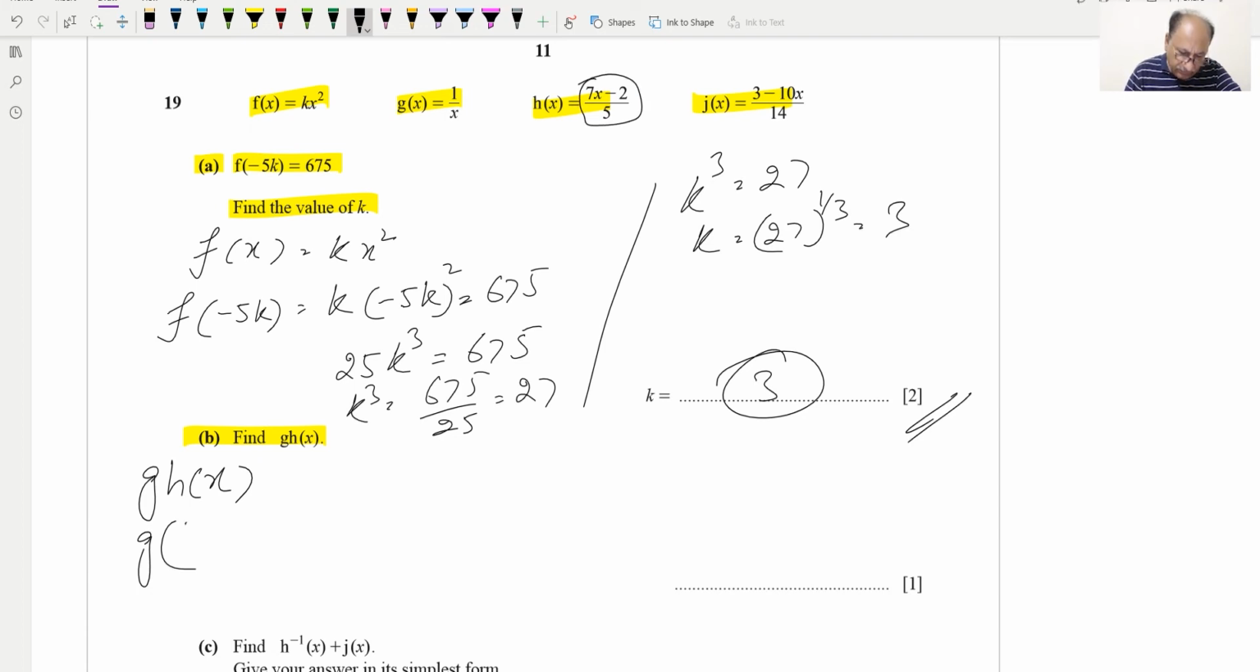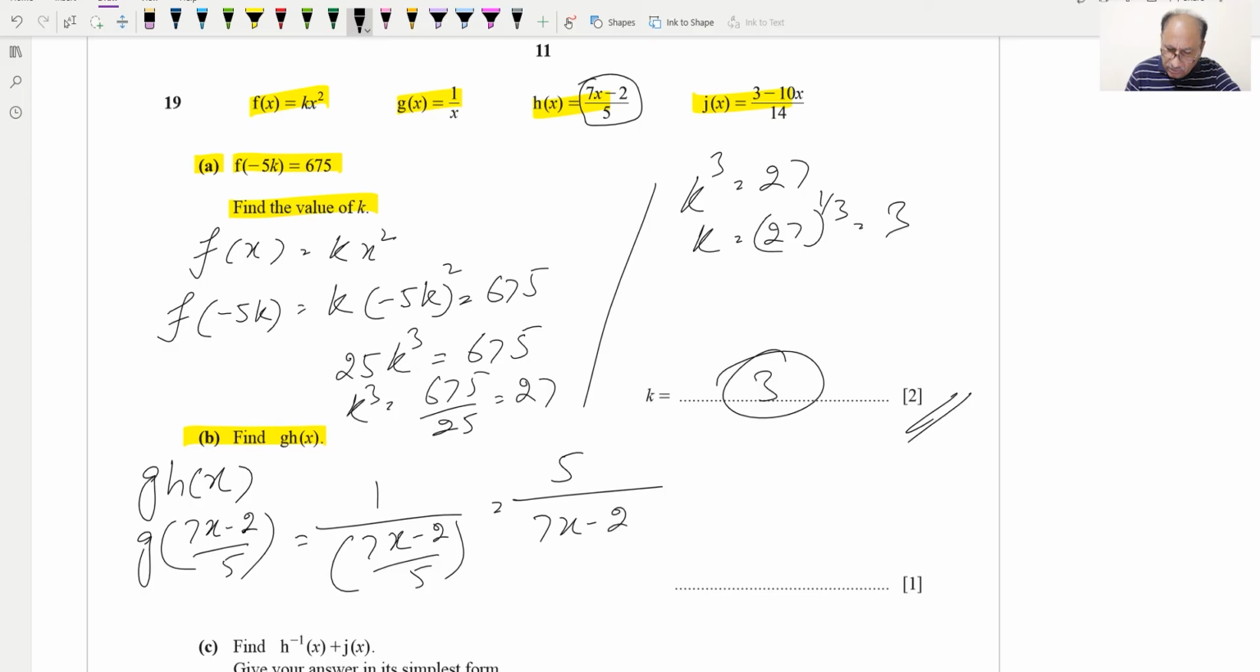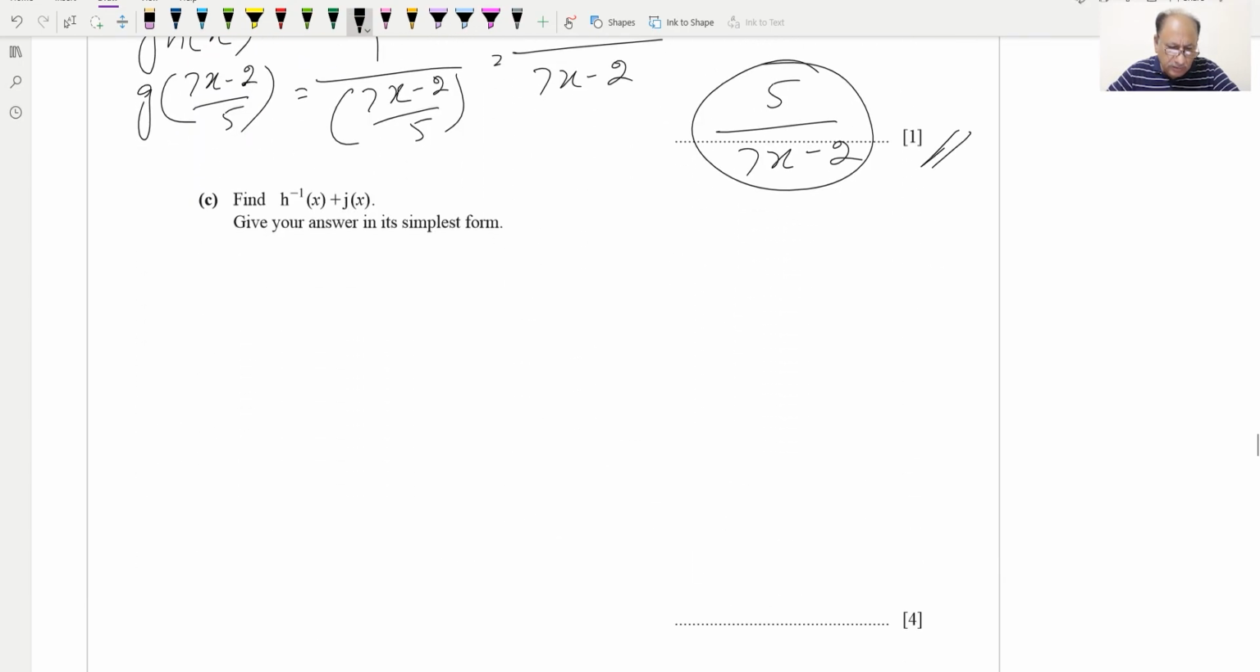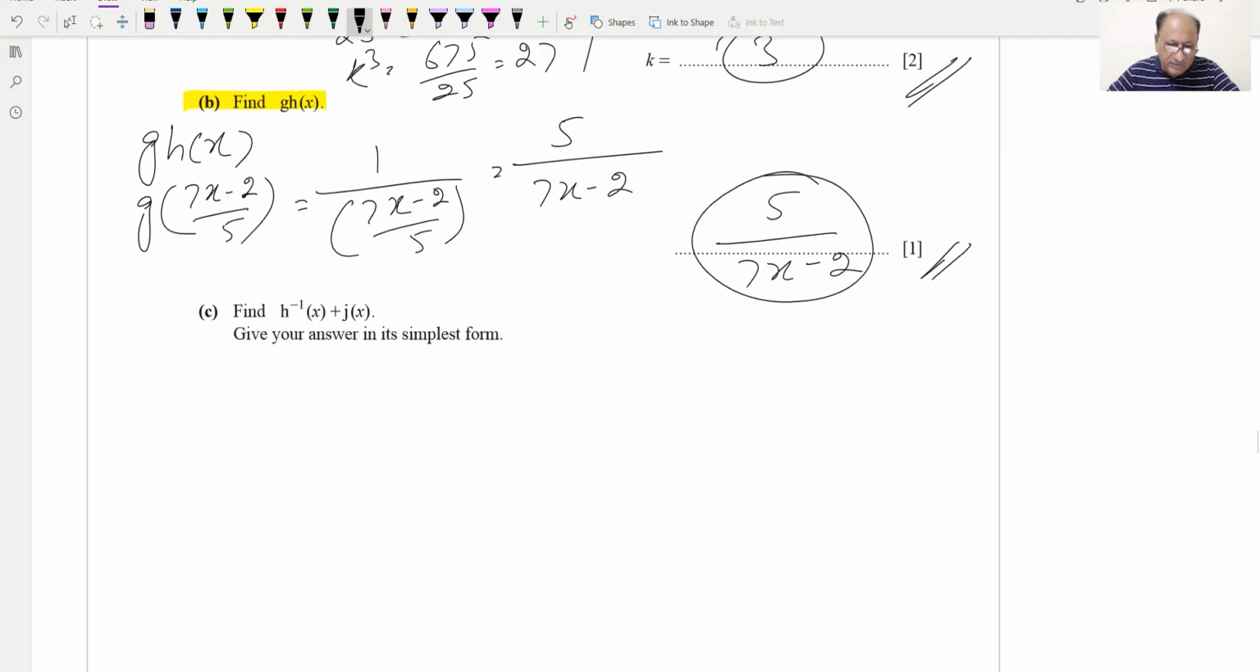So we'll write (7x minus 2) over 5, and this is what we will replace in g of x, which is 1 by x. So we can write this equal to 1 over this whole fraction, (7x minus 2) over 5, and this will be the swap fraction over fraction rule. 5 will be up, and this will be 7x minus 2, and this will be our final answer, which we can write over here, and this will be for 1 mark. Hopefully you understand this.